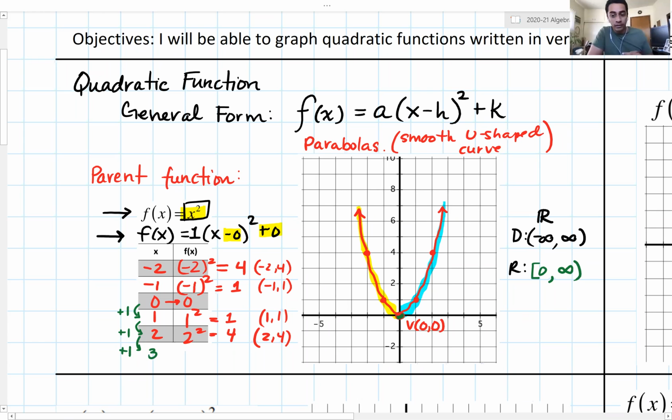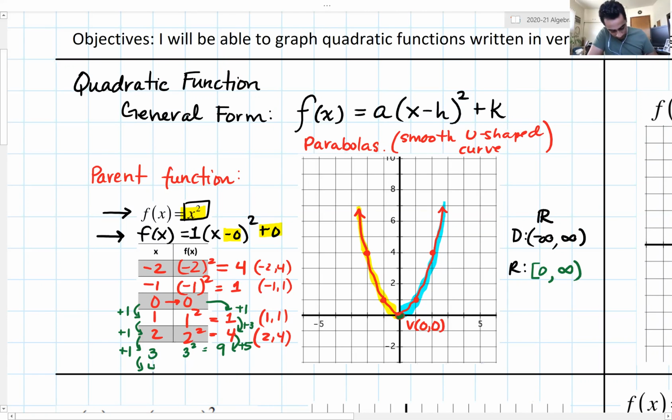Along the Y value, I want you to see the pattern that exists. You go from 0 to 1, then you go from 1 to 4. So you add 1, then you add 3. Now think about what would happen if you would have taken 3 squared. You would have 9, right? So then to get from 4 to 9, you add 5.